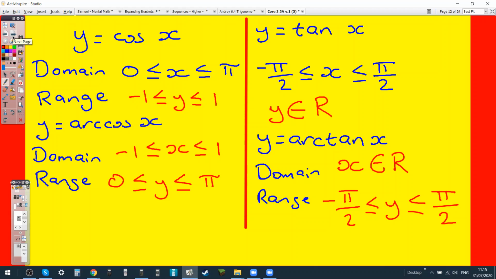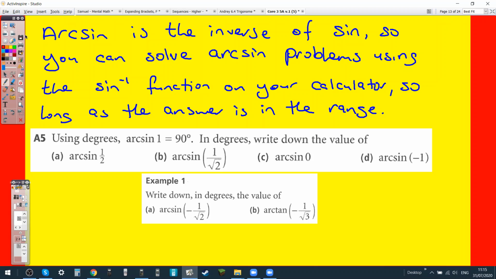No. Okay, so we want inverse functions of sine, cos, and tan. We can't take the inverse function because they're not functions, and so we restrict their domain so that they don't have repeating y coordinates, so that they are functions. Okay, how do we do this?